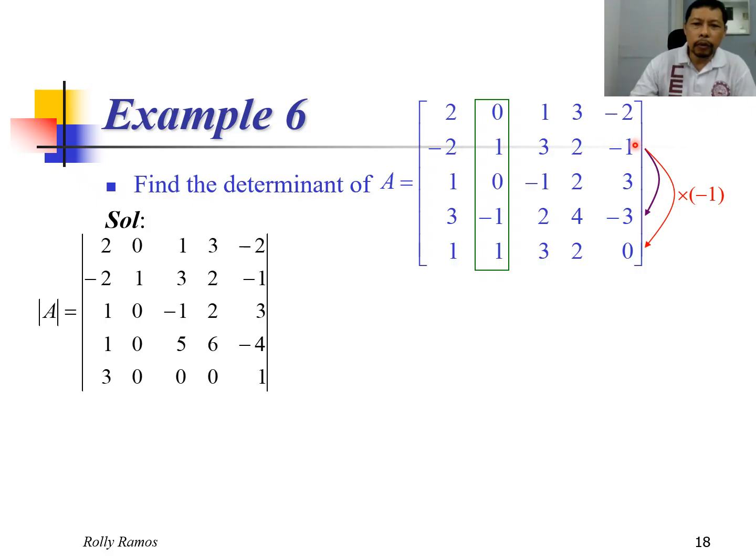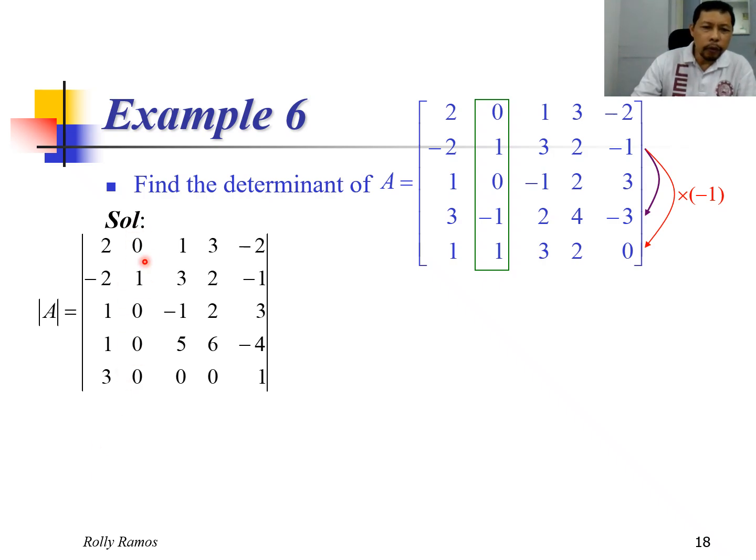Okay, so adding this row to this row, negative 2 plus 3 is positive 1. 1 plus negative 1 is 0. 3 plus 2 will give us 5. 2 plus 4 will give us 6. Negative 1 plus negative 3 will give us negative 4. And second operation, negative 2 times negative 1 plus 1 is equal to 3. 1 times negative 1 is negative 1, plus 1 is 0, and so on. Okay, so we now have a row and a column which is composed mainly of zeros.